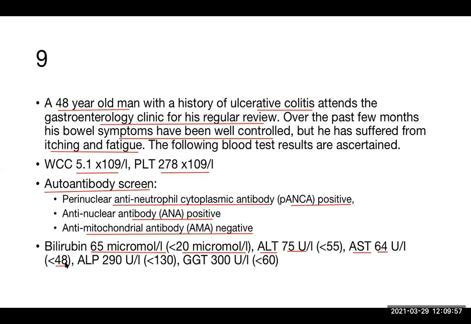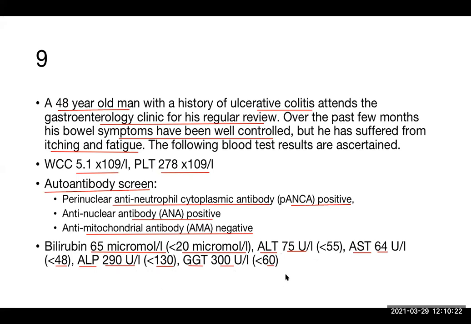The normal value is less than 48. And alkaline phosphatase, which is the important type of enzyme here in this case, is high. Normal is 100 to less than 130. And GGT, gamma glutamyl transpeptidase, 300. Normal is less than 60. So what is the interpretation of this liver function test?